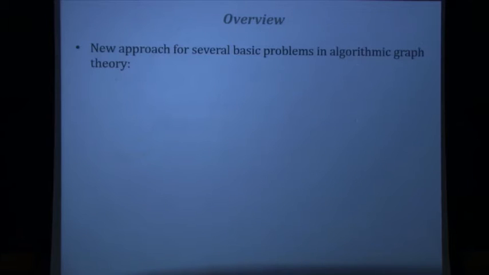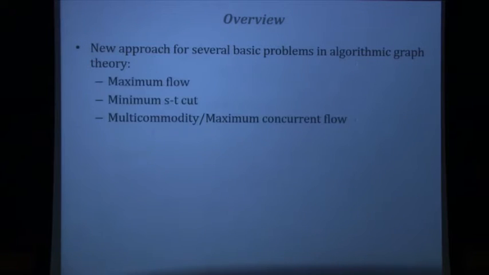OK, so today the overview of what I'm going to do is I'm going to focus mainly on max flow, but at a higher level, I'm going to talk about a new general approach for a bunch of the basic fundamental problems in algorithmic graph theory. The ones I'll talk about will be max flow, min ST cut, multi-commodity, and maximum concurrent flow. And I'll define these shortly if you don't remember.